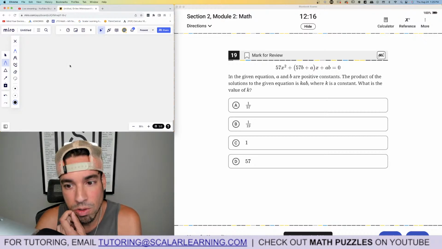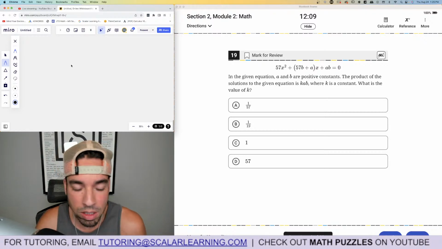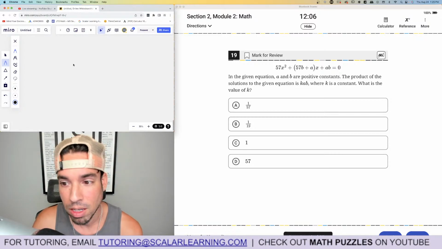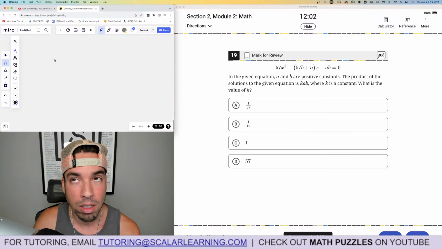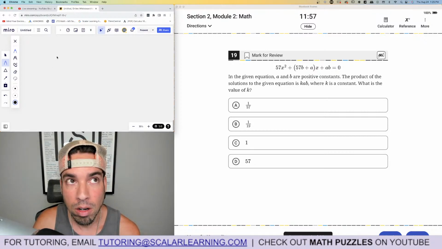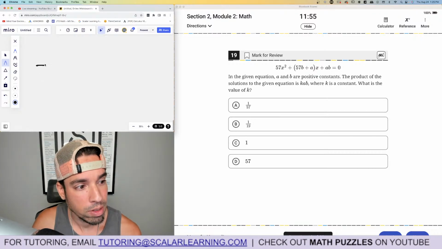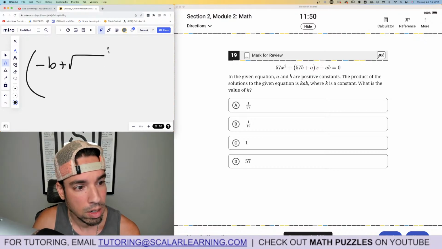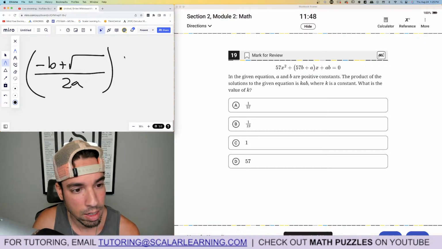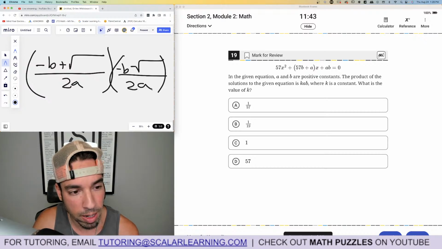Product, I don't know the... Negative b over a is the sum of solutions. Oh, but there is a formula for the product. It's like c over a or something. But I can't remember. Hold on. I can derive it. Look, negative b plus square root of blah, blah, blah over 2a. And then it's negative b minus square root of blah, blah, blah over 2a.